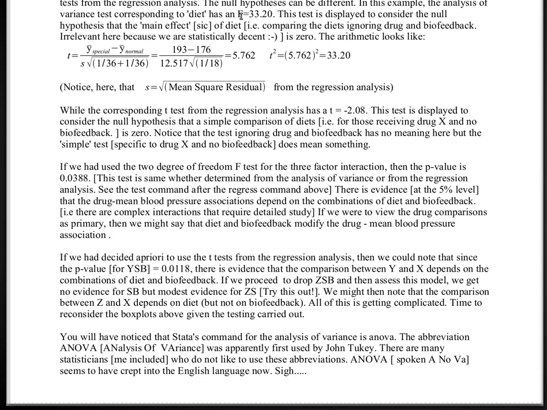That is with, here in our example, special diet compared with normal diet, but specific to those receiving drug X and no biofeedback? Or is it a main comparison? In other words, comparing just the special diet people with the normal diet people, ignoring the other two characteristics. You need to be careful. And so that when you are writing up your results, you don't make that mistake that appears in so many settings. Okay?